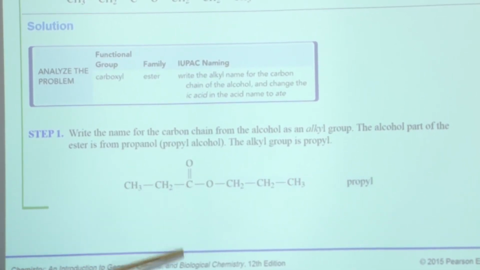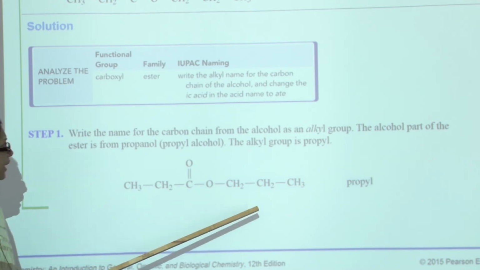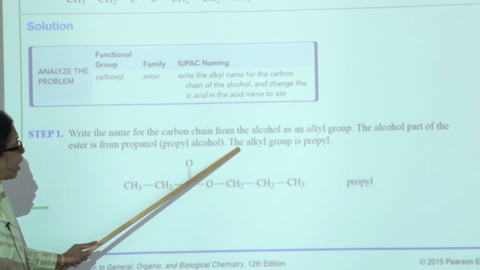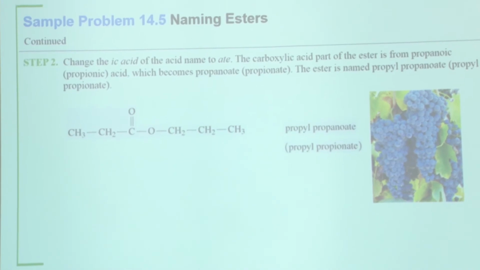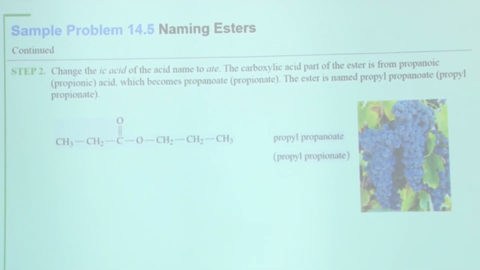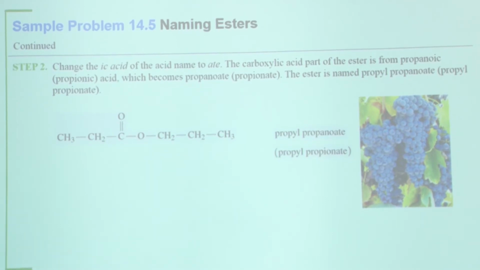1, 2, 3. Propyl propanoate. Because this is your acid, propanoic acid, propanoate. Propanol, propyl. Propyl propanoate. So that is the name for the ester, this particular ester, propyl propanoate. IUPAC name. Oh, there it is. Propyl propanoate. That is the complete name, propyl propanoate.